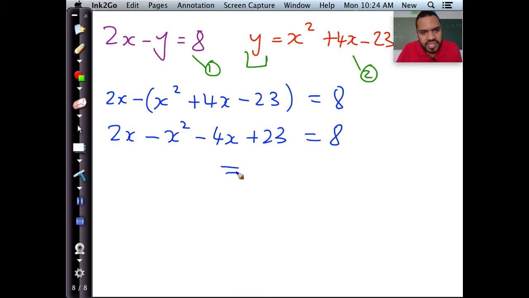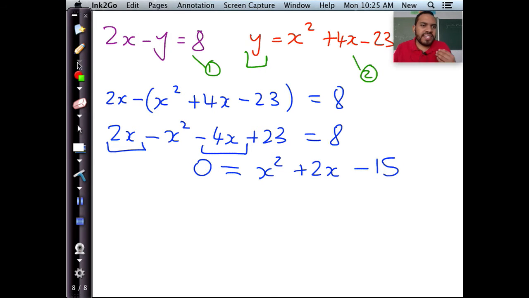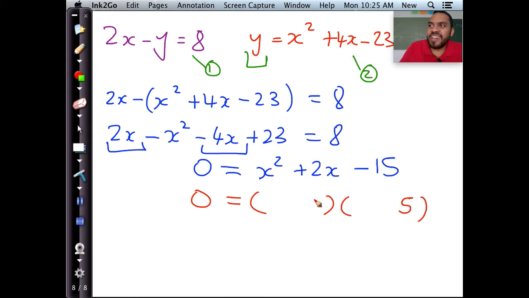I'm going to take everything to the other side now. 2x minus 4x is what? Negative 2x. Take it to the other side as positive 2x. That negative x squared becomes positive x squared on this side. And I've got 23 and 8, which is going to give me 15 positive. Bring it to the other side is negative 15 is equal to 0. If I read this mathematically again, I now read it as factors of 15 that I must subtract to give me 2, which is going to be 5 and 3. Well done. It's grade 9, to be honest. So that's going to be positive 5, negative 3, and therefore my solutions are x equals positive 3 or x equals negative 5.